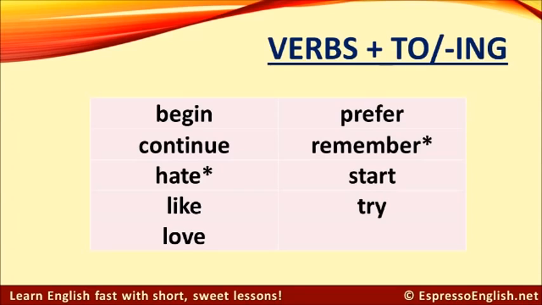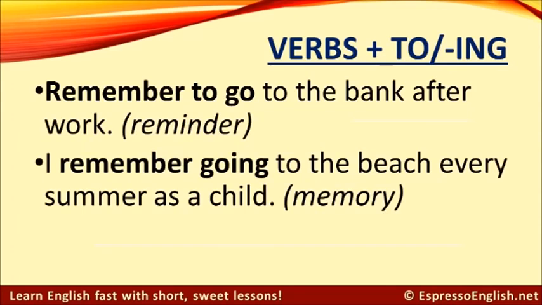With hate and remember, there are some slight differences. Use remember plus the to form to remind someone to do something, and use remember plus ing to describe a memory. For example, remember to go to the bank after work. That's a reminder. I'm reminding you or telling you to do that. I remember going to the beach every summer as a child. When I say remember going, I'm describing a memory.